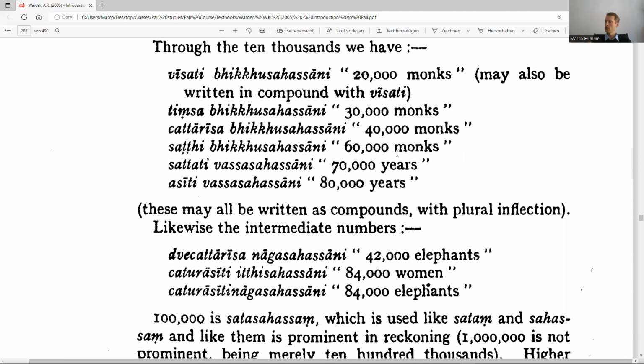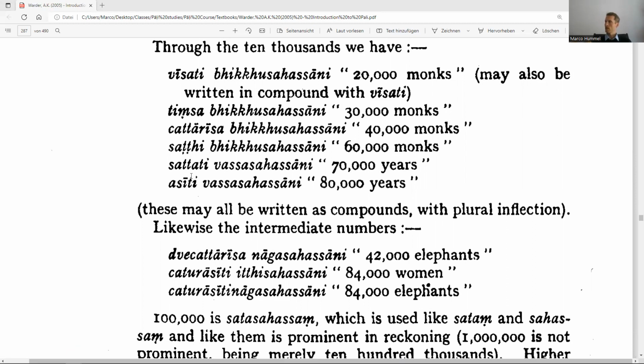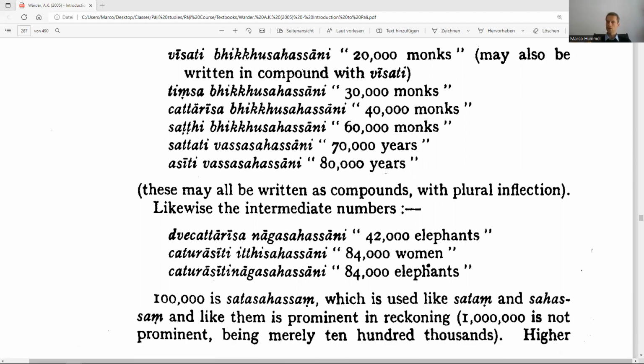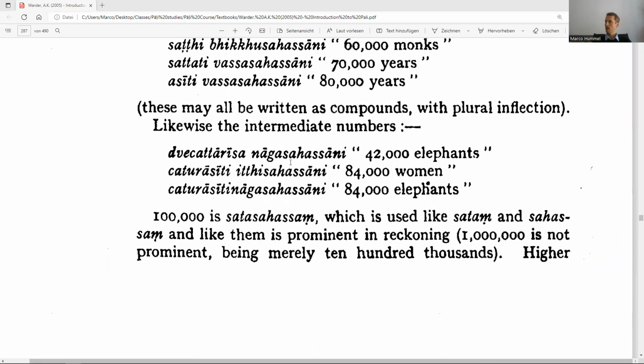Sakti Bhikkhu Sahasani, 60,000 monks, Sattati Vassa Sahasani, this is 70,000 years, Asiti Vassa Sahasani, 80,000 years. These may all be written as compounds with plural inflection. Likewise, the intermediate numbers, Dve Chattarisa Naga Sahasani, 42,000 elephants, Chatura Siti Itti Sahasani, 84,000 women, Chatura Siti Naga Sahasani, 84,000 elephants.